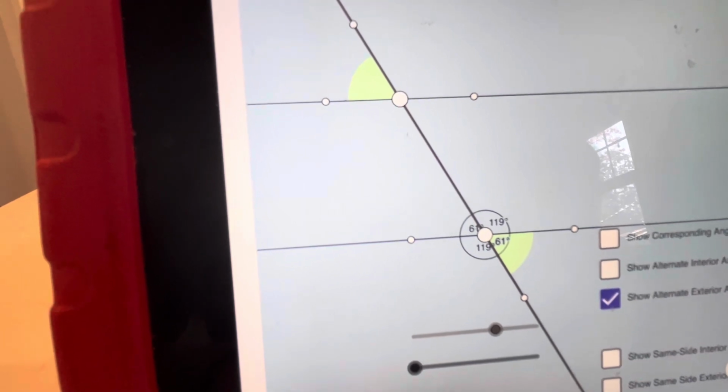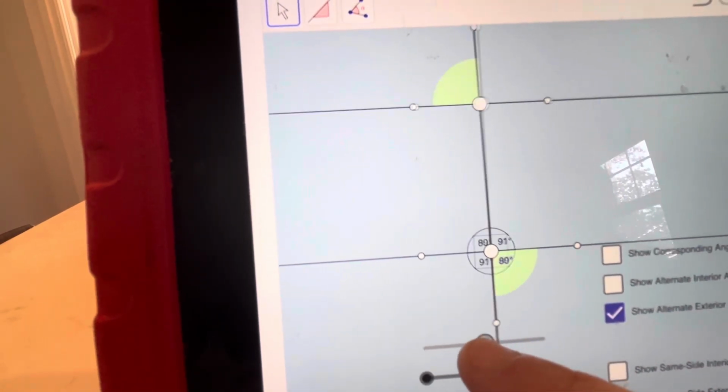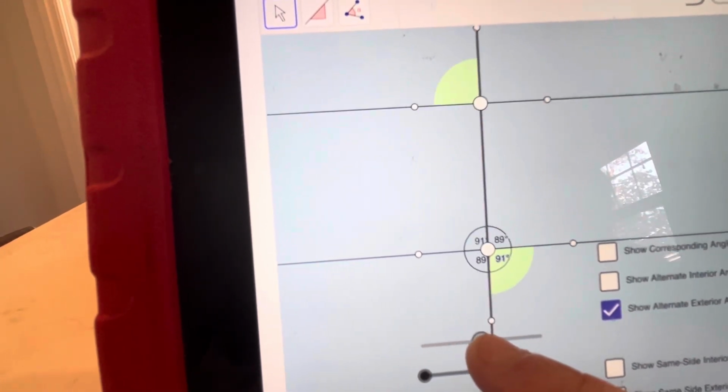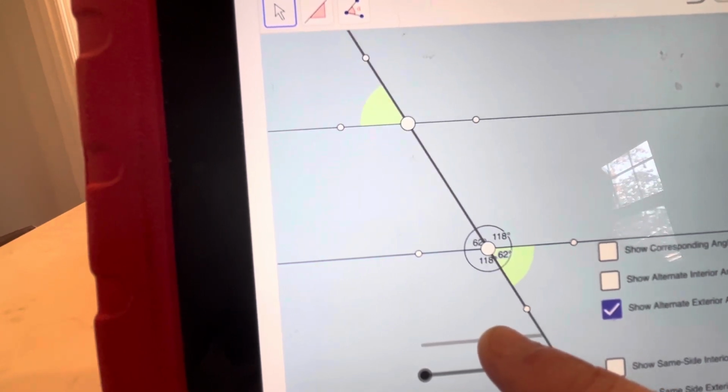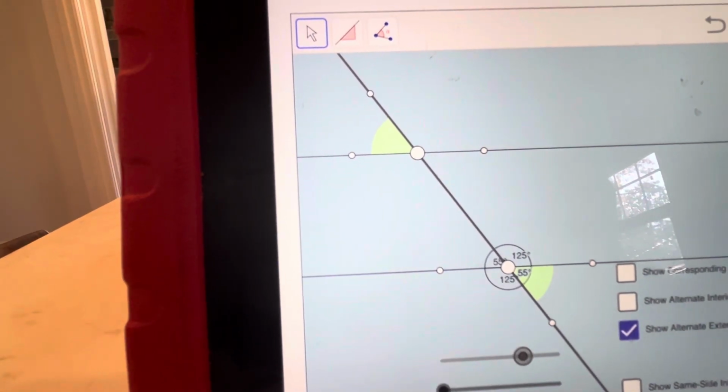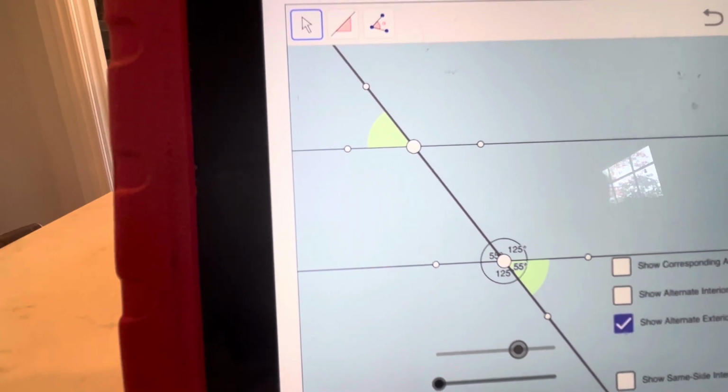They add up to 180, and that's going to stay true no matter how I turn that transversal. So it does not matter what your picture looks like.